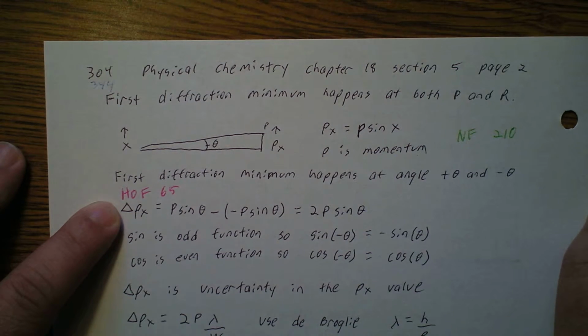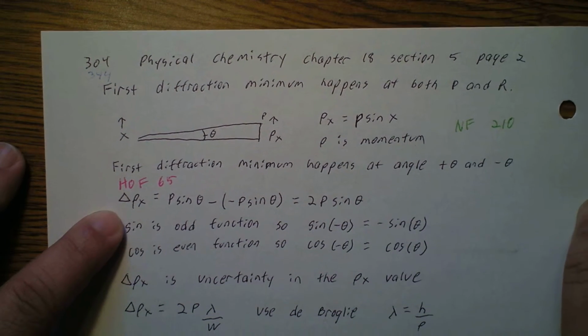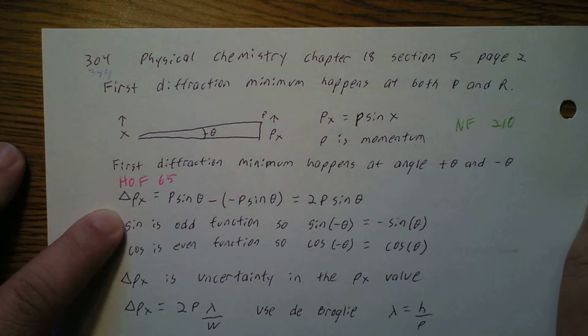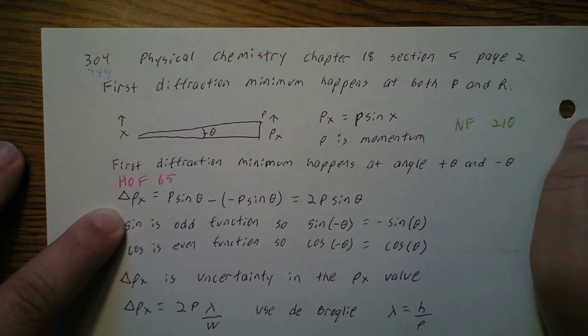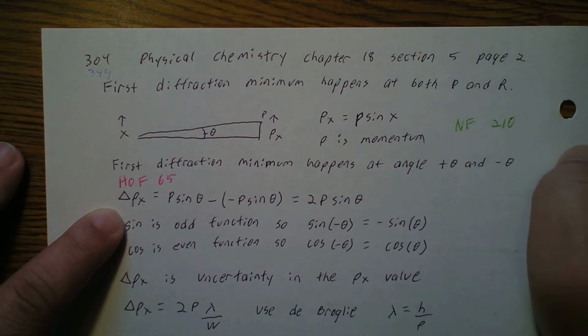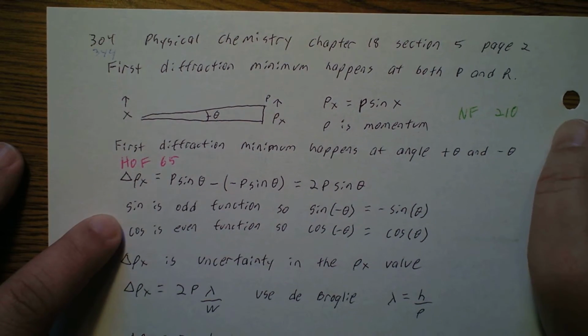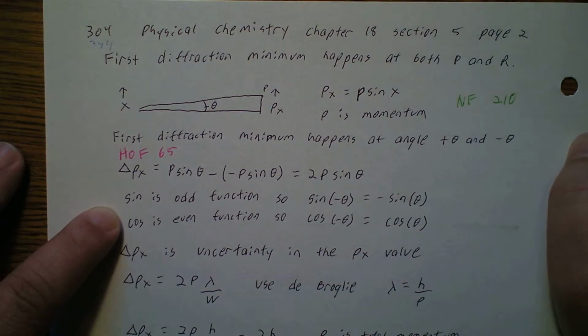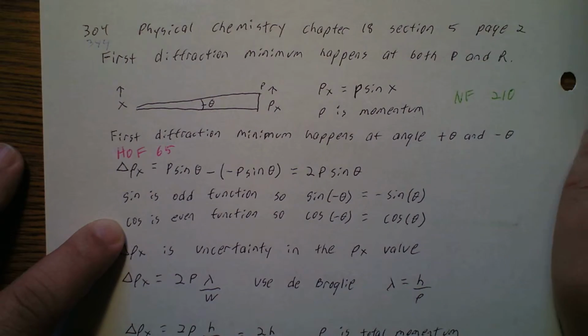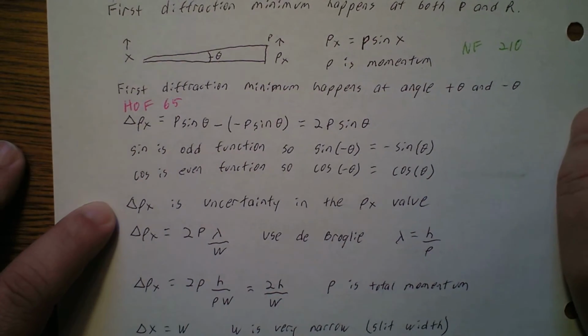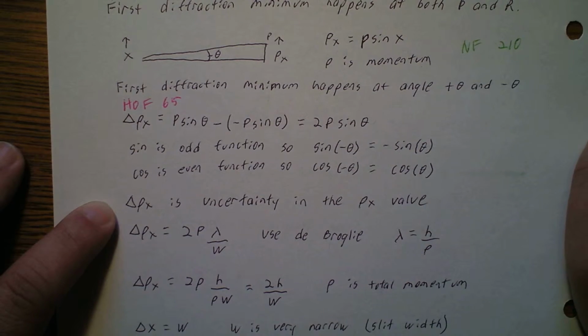So see handout figure 65. So then we have the change in the momentum of x is going to be equal to p sine theta minus a negative p sine theta, which is equal to 2 p sine theta. So remember, sine is an odd function, which means that sine of minus theta is equal to minus sine theta. Cosine is an even function, so cosine of minus theta is just equal to cosine theta. So the change in p_x is the uncertainty in the p sub x value.